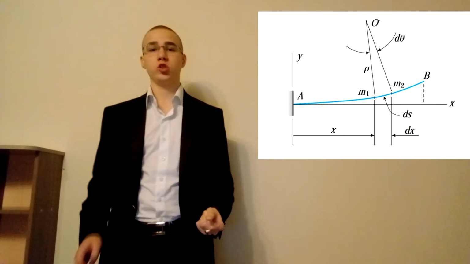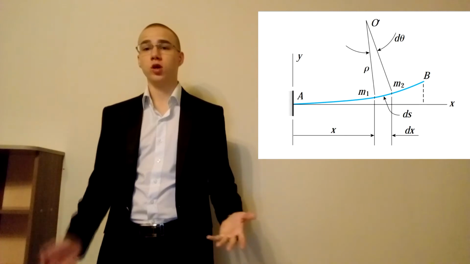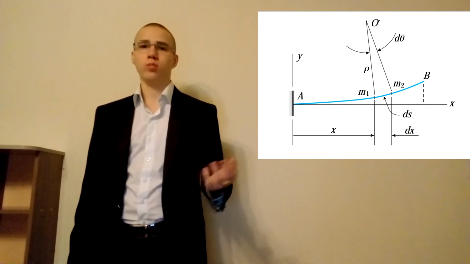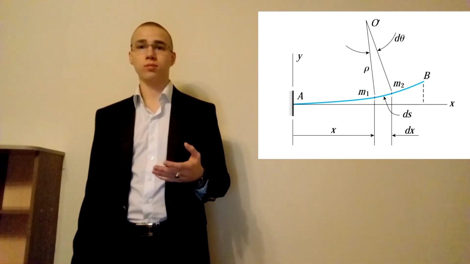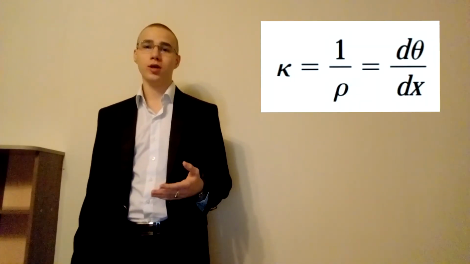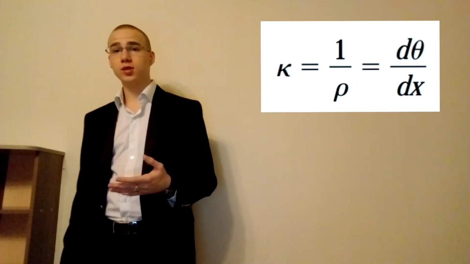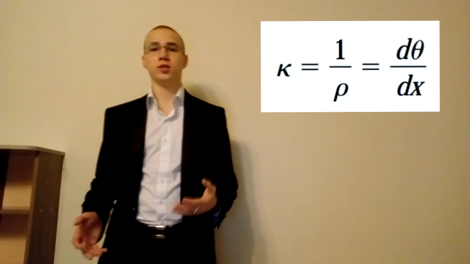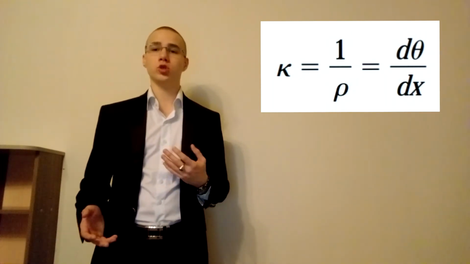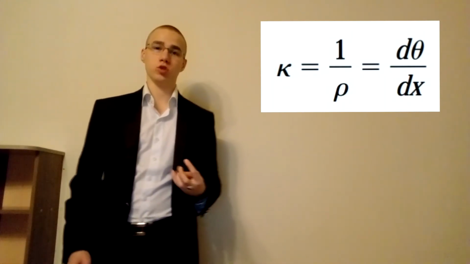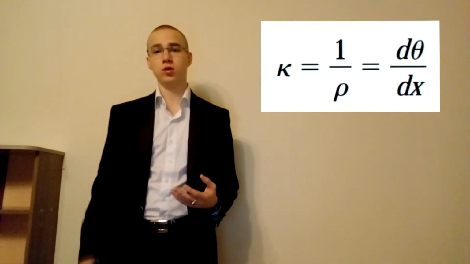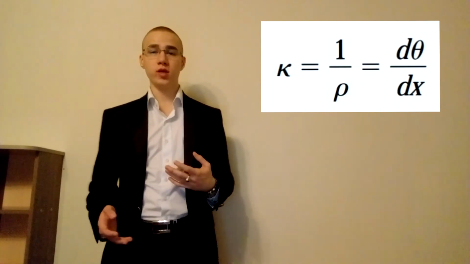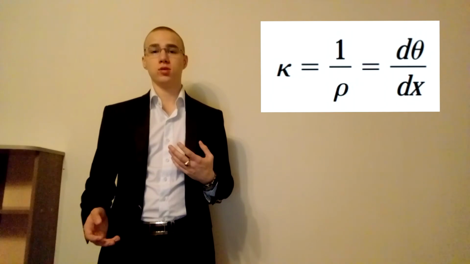Under the special conditions of a small deflection, the equation for the curvature becomes kappa equals 1 divided by ρ equals dθ divided by dx. Both the curvature and the radius of curvature are functions of the distance x measured along the x-axis. It follows that the position O' of the center of curvature also depends upon the distance x.